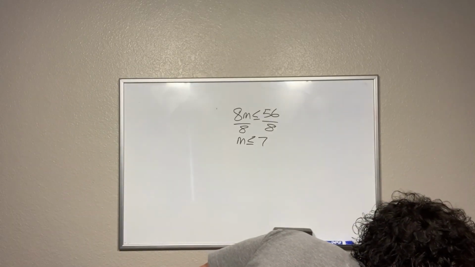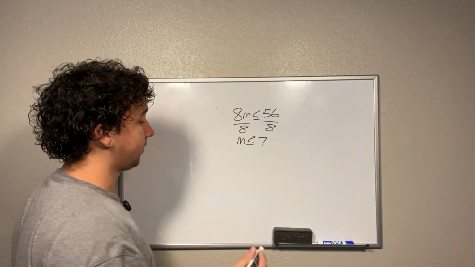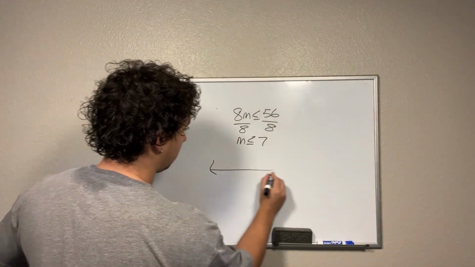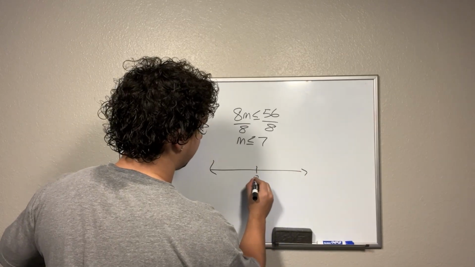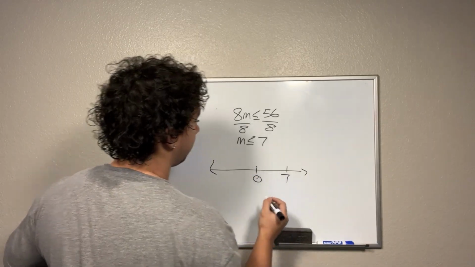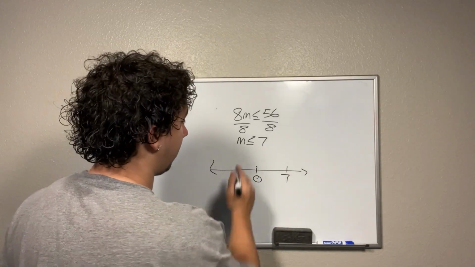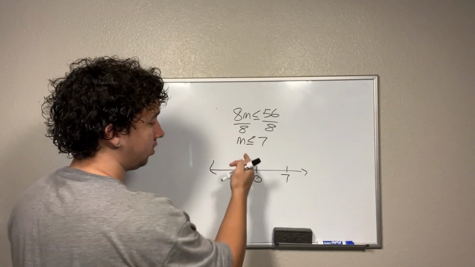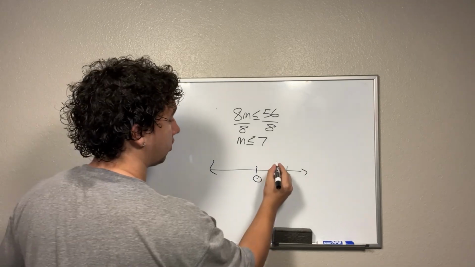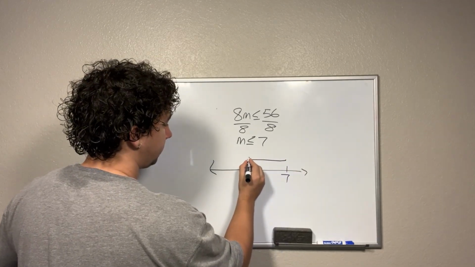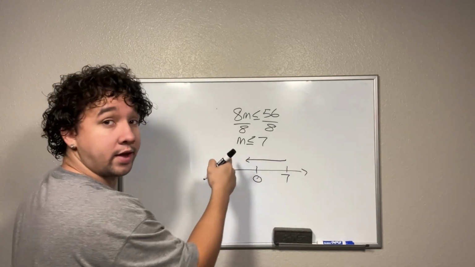Now, in terms of the number line, things get a little bit different. So if I draw a number line, let me put 0 here as reference, and let's say 7 is right here. Are all of my answers going towards 0 or going away? Well, m is less than or equal to 7. Well, 0 is less than or equal to 7, so it's going towards it. So I'm going to draw an arrow going towards all of the answers that make sense.